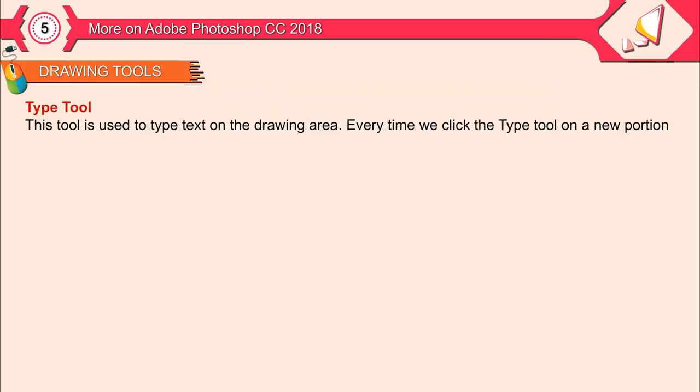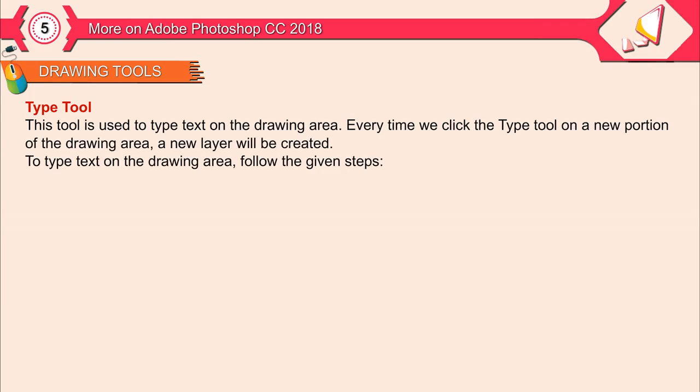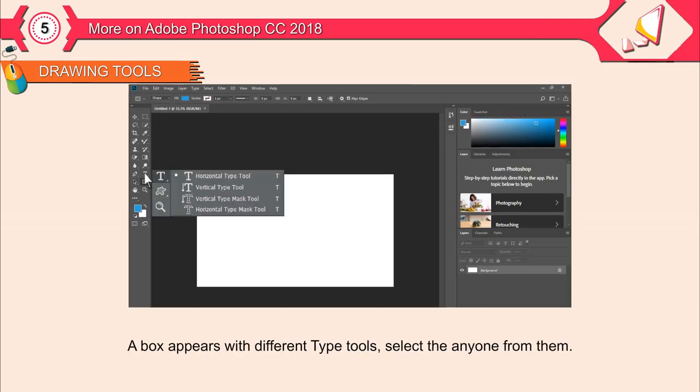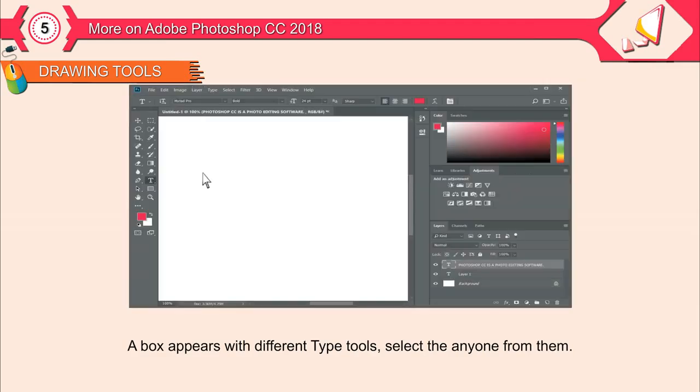Type tool. This tool is used to type text on the drawing area. Every time we click the Type tool on a new portion of the drawing area, a new layer will be created. To type text on the drawing area, follow the given steps. Step 1. Open the image. Step 2. Click on the Type tool on the Tools panel. A box appears with different type tools. Select any one from them.